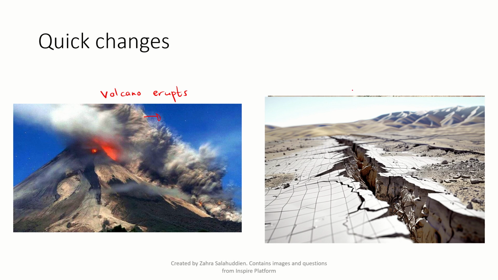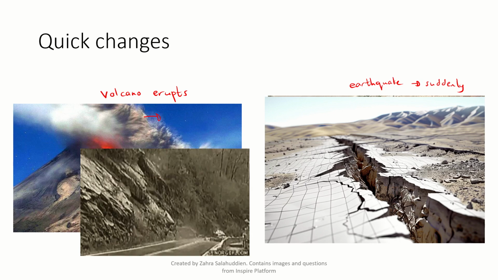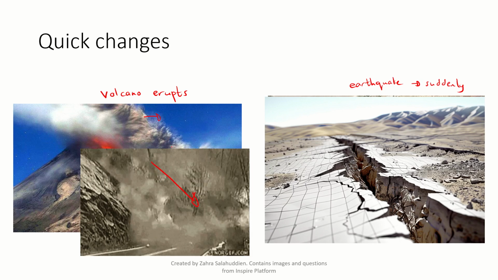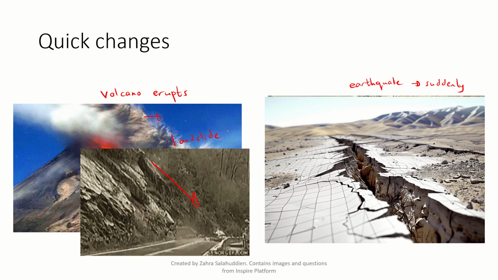Okay, and over here we have an earthquake. An earthquake happens suddenly, and because it happens suddenly, it is a very quick change that it causes to the Earth's surface. So one of the examples of an earthquake's change, it could cause a landslide. A landslide, you learned about in grade 3, is when the land slides down. So a landslide is something that can be caused because of an earthquake.